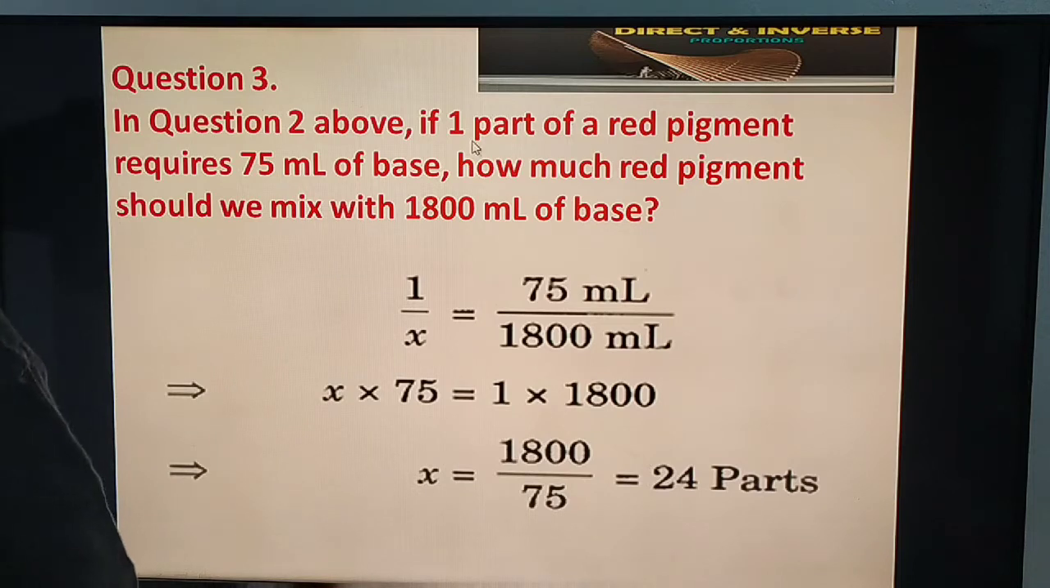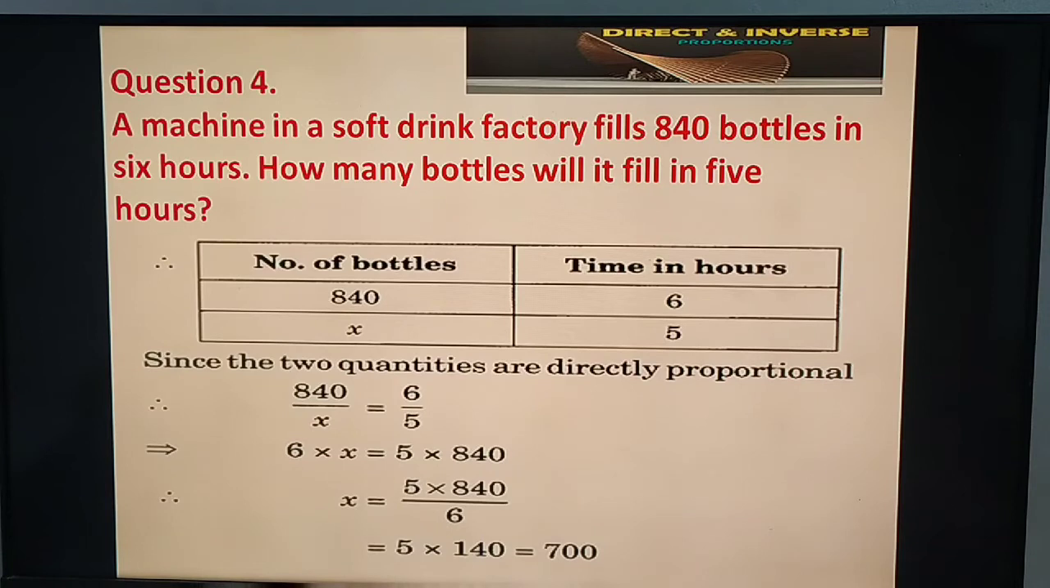So if one part of pigment requires 75 ml of base, then 24 parts of the pigment require 1800 ml of base. That is the answer to the third problem. A machine in a soft drink factory fills 840 bottles in 6 hours. So 840 bottles fill in 6 hours. How many bottles fill in 5 hours?